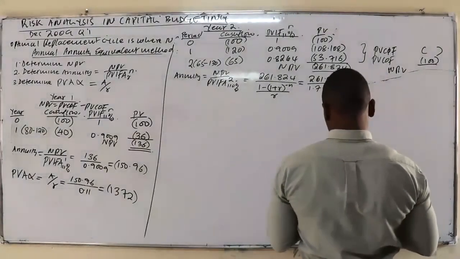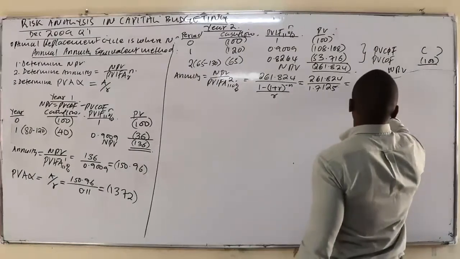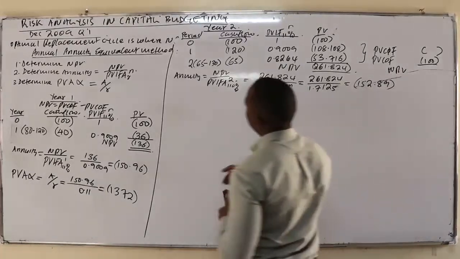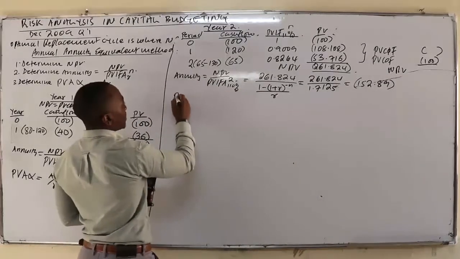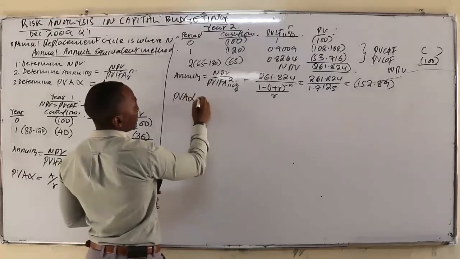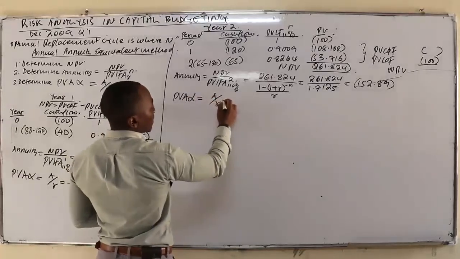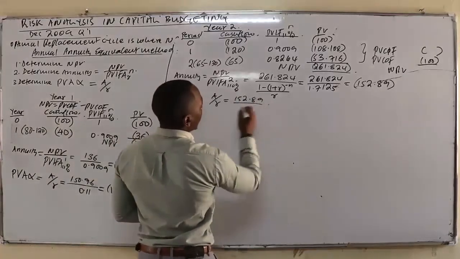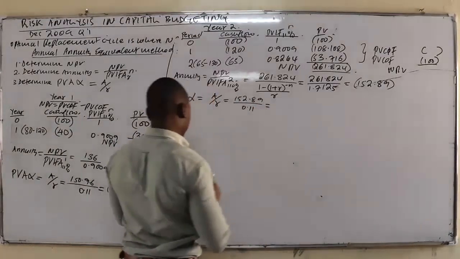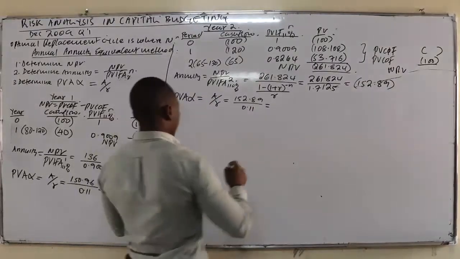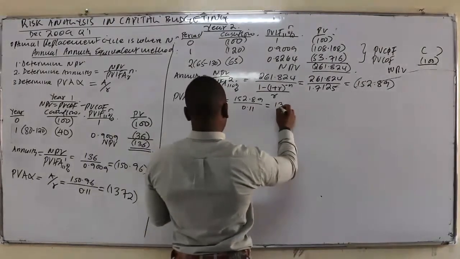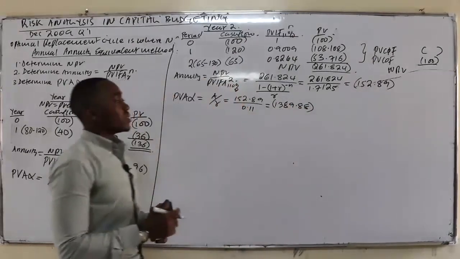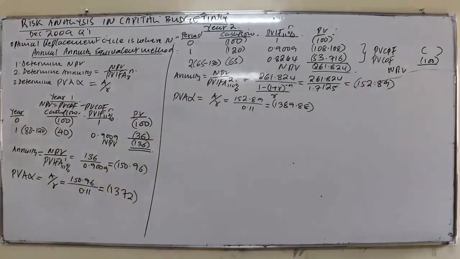261.824. So here you have 152.89. So that's our annuity. And then the third step, you determine the present value of an annuity until infinity. You get the annuity over the rate. The annuity is 152.89 divided by the rate 0.11. In that case, you'll be having 1389.88. But remember, our cash flows were negative, they are outflows.